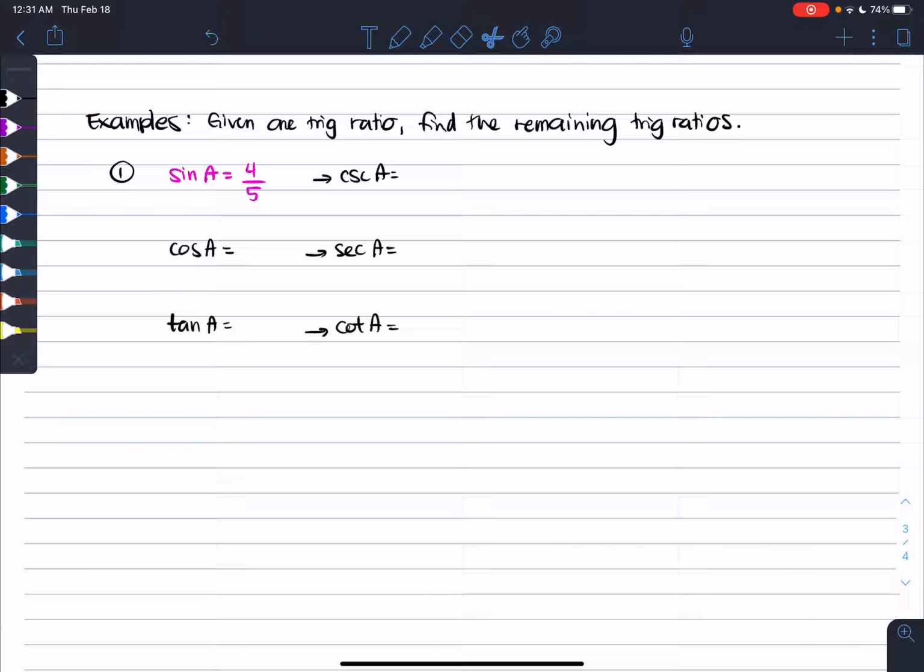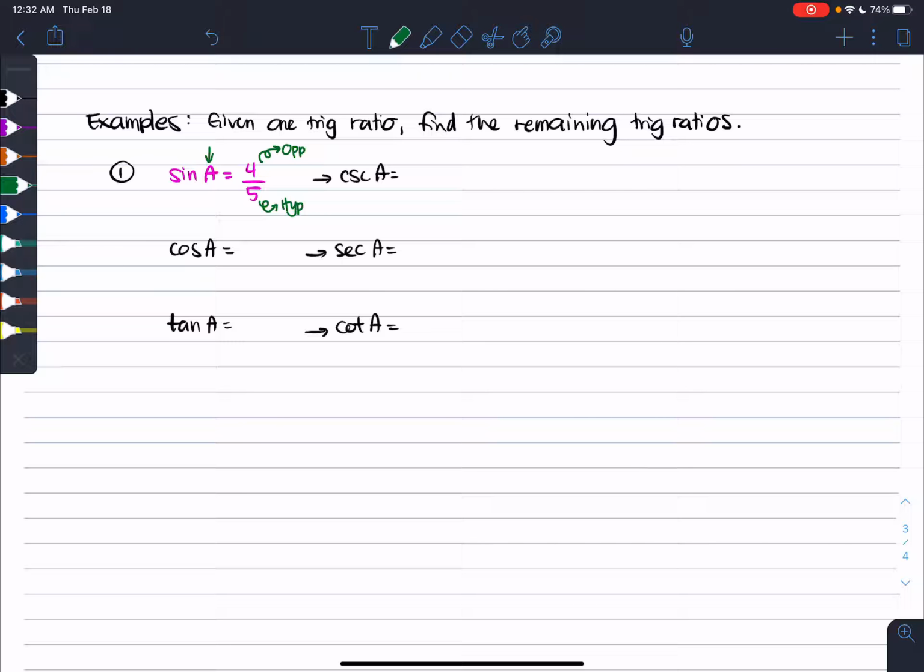In example 1, we have the sine of A equals 4 over 5. With this information, we know that in whatever triangle we're working with, we have a reference angle named A, and the side that is opposite of A is 4, and the side that is our hypotenuse is 5.